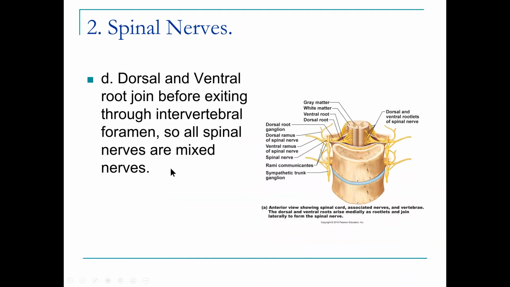Dorsal and ventral roots join before exiting through the intervertebral foramen. So all spinal nerves are mixed. Guaranteed. I'll give that as a true-false question. Please read the true-false questions.